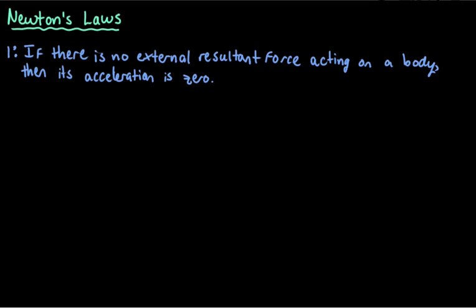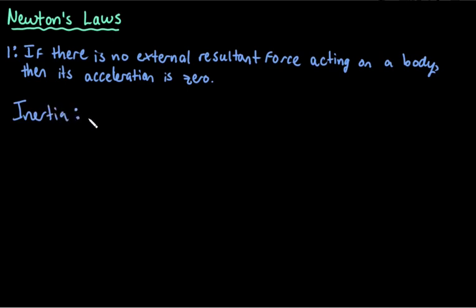Today we are going to talk about Newton's laws. So Newton came up with 3 laws that we use every day in physics. The first one states that if there is no external resultant force acting on a body, then its acceleration is 0. So when we talk about Newton's first law, we often use the word inertia.